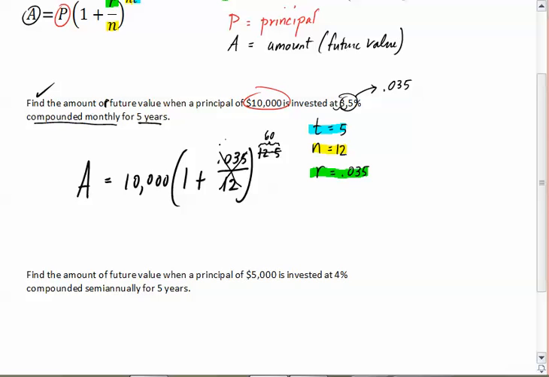So I get 0.0029 for that. Now, think about it. If I have 1 plus that number, I'm going to do one more step, and I'm going to go ahead and write 1.0029. Now, here's what I have. I have 10,000 in parentheses 1.0029 raised to the 60th power. And that is what I'm going to put in my calculator now.